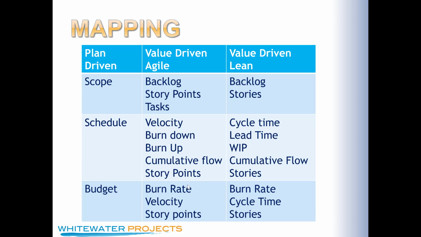If you don't understand lead time, cycle time, or WIP limits, go back and watch the video on Kanban, and that'll explain that to you. So that is it. These are the control measures for an Agile and a lean effort.